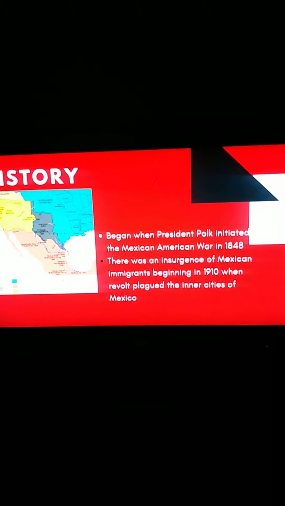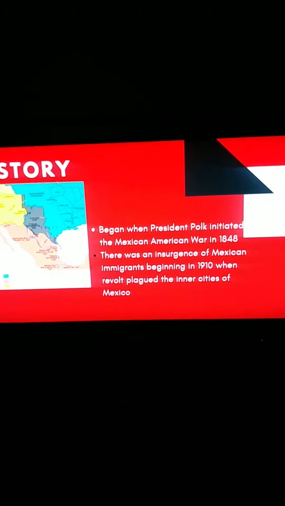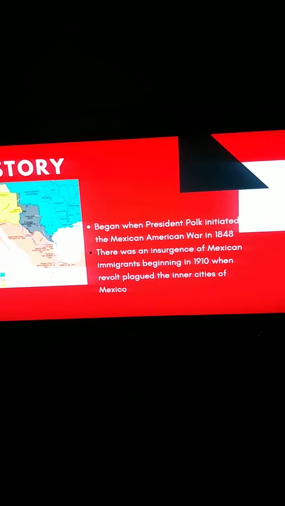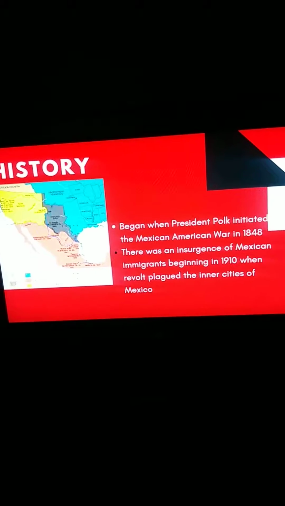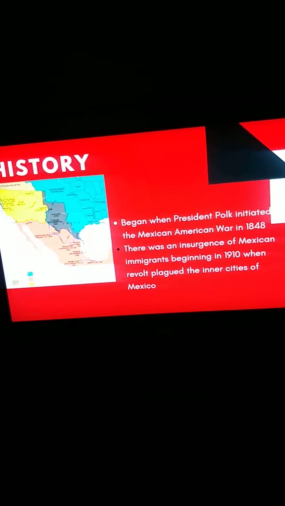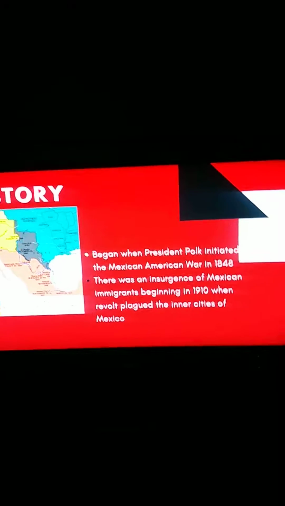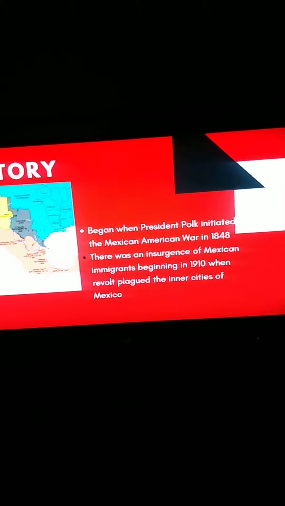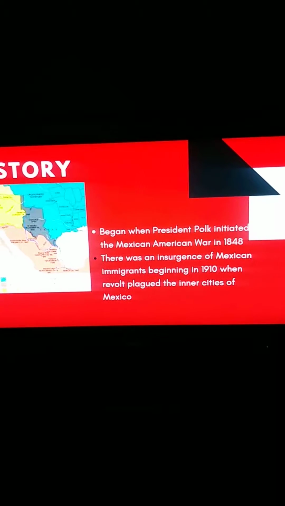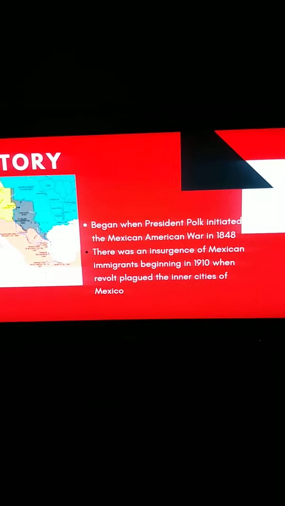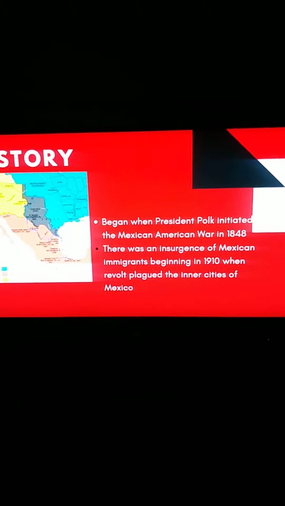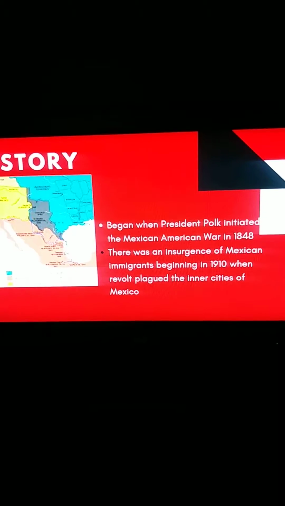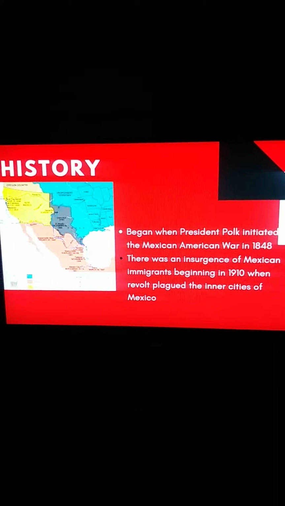Mexican American history began in 1846 when President Polk dispatched troops into a disputed zone in Mexico, and Mexico's army at the time ambushed the American soldiers, and the war began. After the war ended in 1848, there was an influx of Mexican immigrants beginning in 1910 when they were revolting against their government in the inner cities of Mexico.